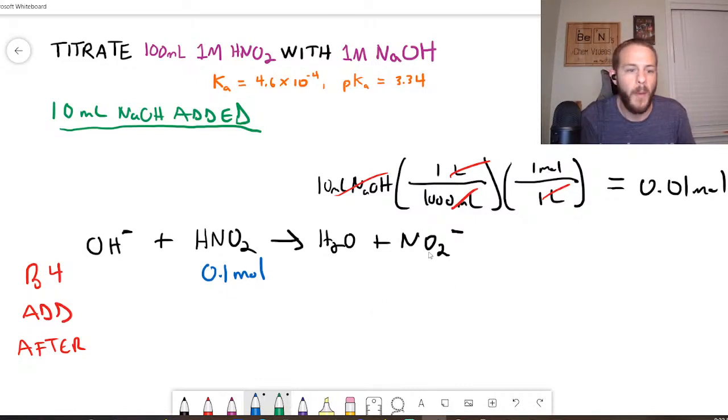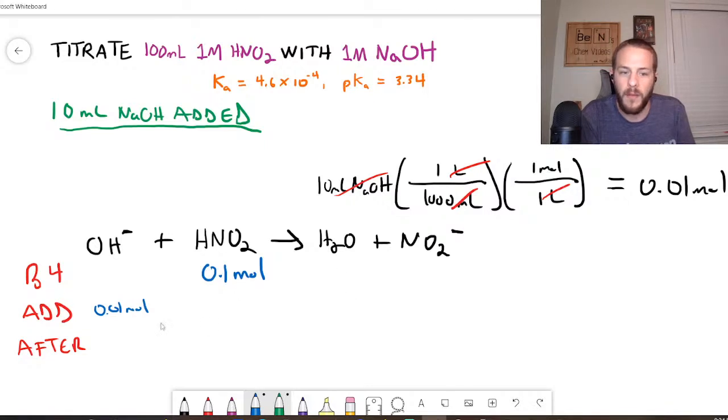We don't have any NO2 minus, and we're going to add some sodium hydroxide, right? The sodium hydroxide that we add is this amount, which we just figured out: 10 milliliters of 1 molar sodium hydroxide. That's 0.01 moles. And that hydroxide, to be more accurate, is going to convert a stoichiometric amount, 0.01 moles, of this existing HNO2 to NO2 minus.